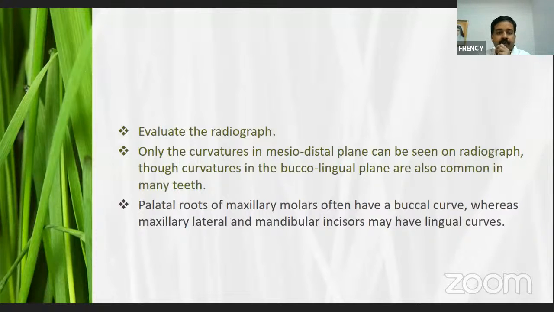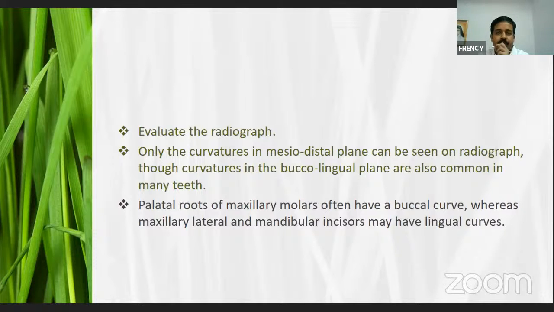Evaluate the radiograph. But one problem with the 2D radiograph is that only the curvatures in the mesiodistal plane can be seen on the radiograph, though curvatures in the buccolingual plane are also common. For example, palatal roots of maxillary molars often have a buccal curve, whereas maxillary lateral and mandibular incisors may have lingual curves. So maxillary lateral incisors usually have a palatal curve, mandibular incisors a lingual curve.